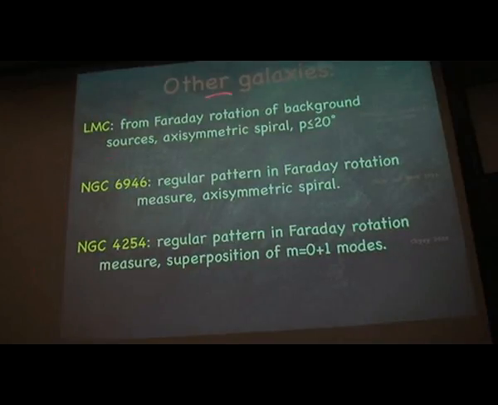And there's some information from other galaxies. All three of these, in fact, have been mentioned during the course of the meeting by the people that were involved in their observations. And in each case, there's an indication, not through the type of modelling that I've been talking about here, but for separate reasons, that there's basically an axially symmetric mode to the large-scale magnetic field that describes the field structure.